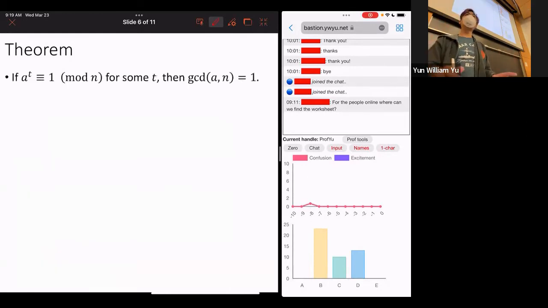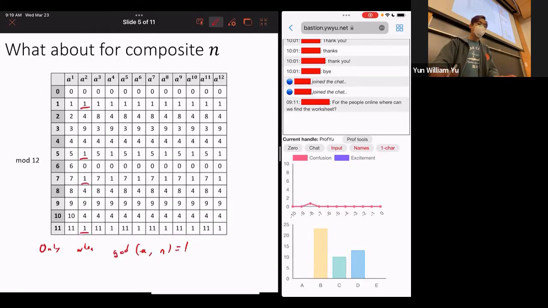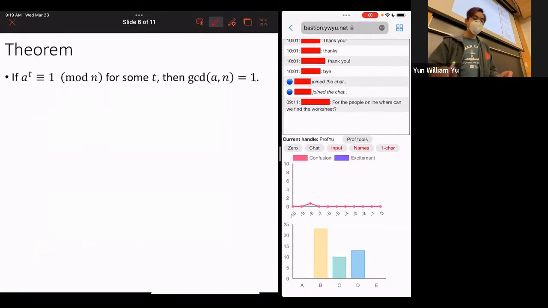So let's go ahead and prove that, because if we know that we only care about when the numbers are relatively prime, then that means we have much less experimental work to do, which we'll see in a moment. So I claim that if a to the t is congruent to 1 mod n for some power t, then the greatest common divisor of a and n must be equal to 1. So you only have to worry about when the greatest common divisor is equal to 1. And we're not going to prove it the other way, but that's also something you can do. So let's go ahead and prove it in this direction.